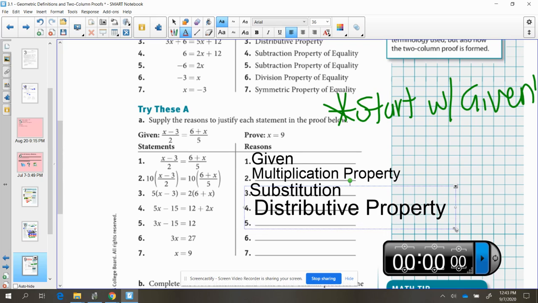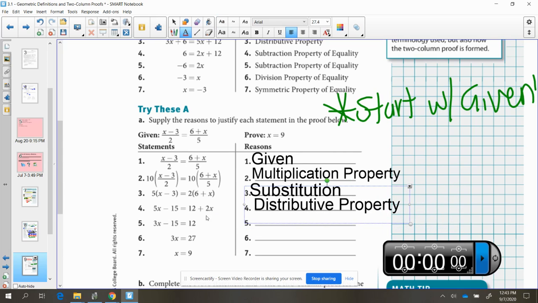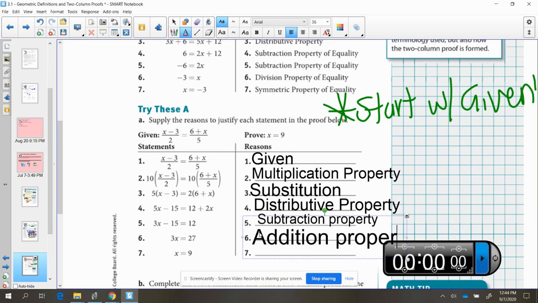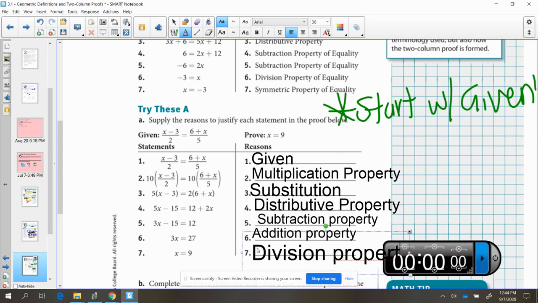And then moving right along, it looks like we moved from having this 2x over here, we subtracted it over using the subtraction property. And then almost done here, looks like we got rid of this 15 and added it over so that the 12 became the 27, using the addition property. And then finally, last but not least, to get x by itself, we had to use the division property, dividing both sides by 3, so x equals 9.